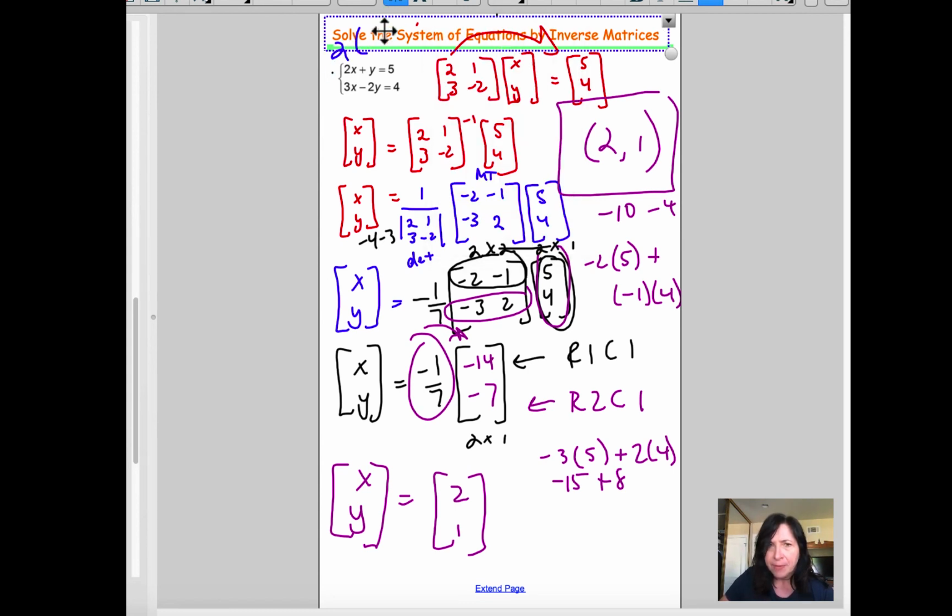It's not working. 2 times 2, add 1. That's 4 plus 1, which is 5. Check. All right, so we found our intersection point. Happy are us. And then we are done with that.